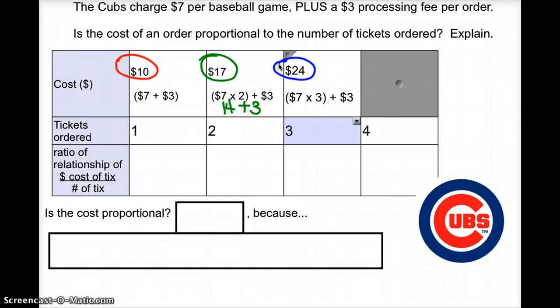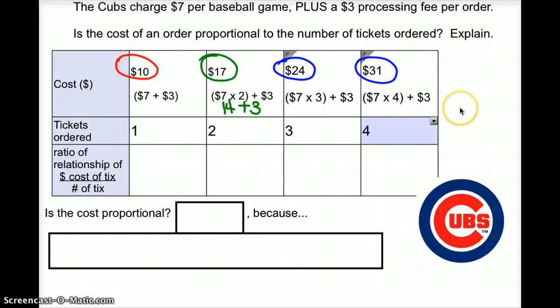And for the last column, if we were to buy 4 tickets, we would have to pay $7 times 4 tickets, which is $28, plus $3 for the processing fee. And that brings us to $31 for 4 tickets. So I would look at the ratio relationship with money on top and number of tickets on bottom. We have $10 for 1 ticket, which simplifies to $10.